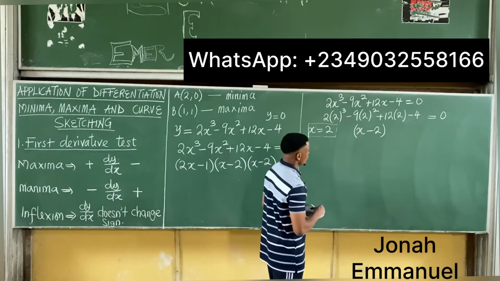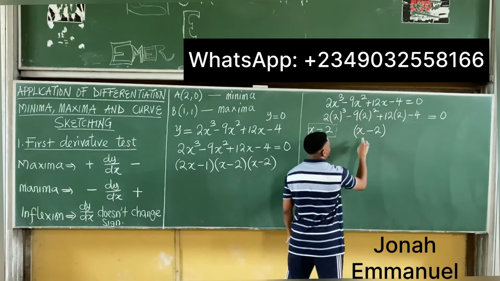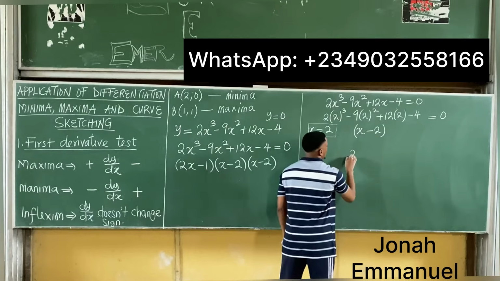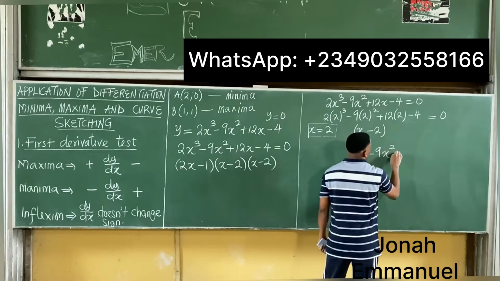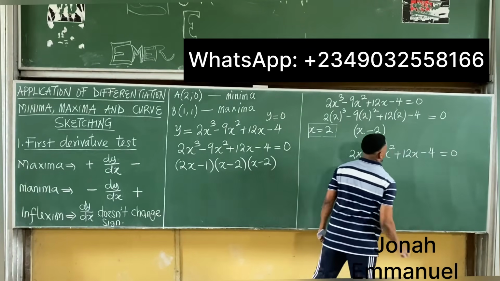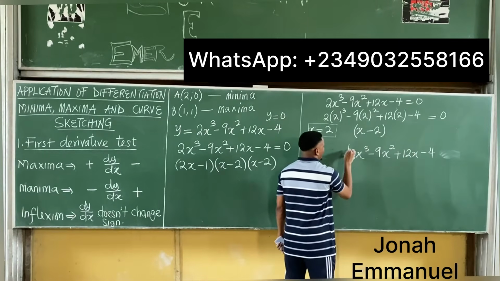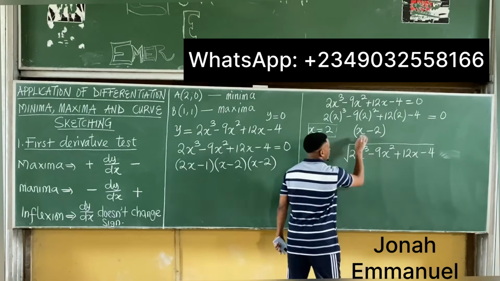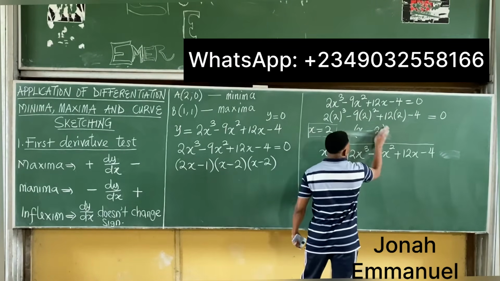If this is so, my next task will be to divide this equation by x minus 2. So that gives you 2x cubed minus 9x squared plus 12x minus 4 equal to 0. Okay, leave this out for now. Divide this by the factor we've got. My factor here is x minus 2. Let me take this off to create space.